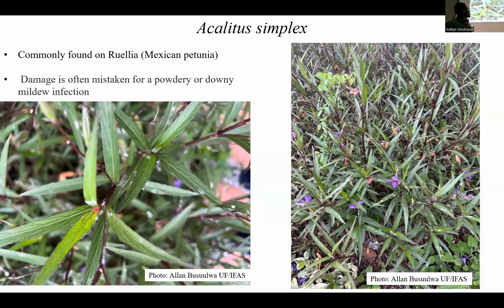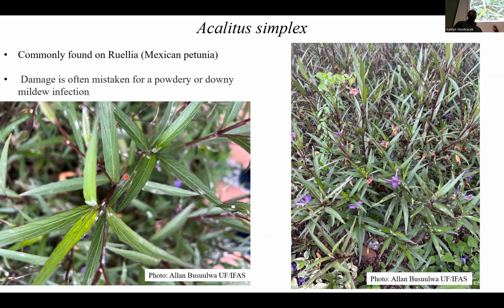This is a close-up of how it looks. So if you have Mexican petunias, probably you'll find this mite right there. But it has not been studied that well. So we know its identity, but not really a lot about its ecology and lifestyle.